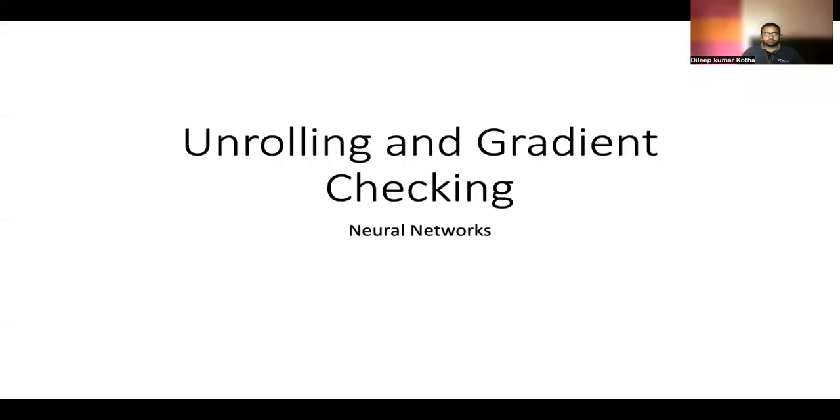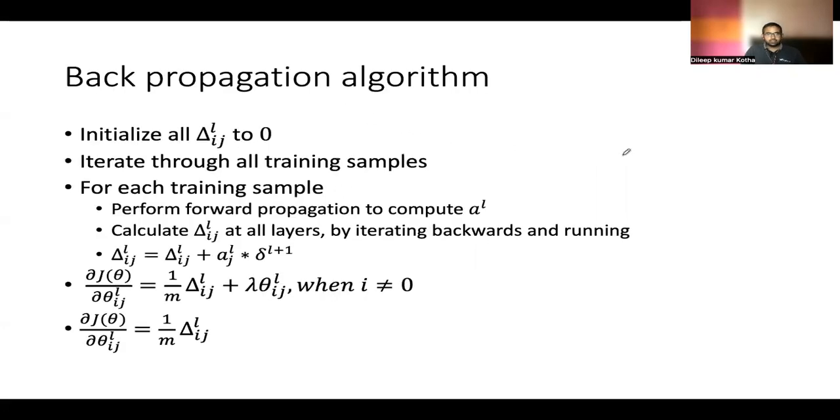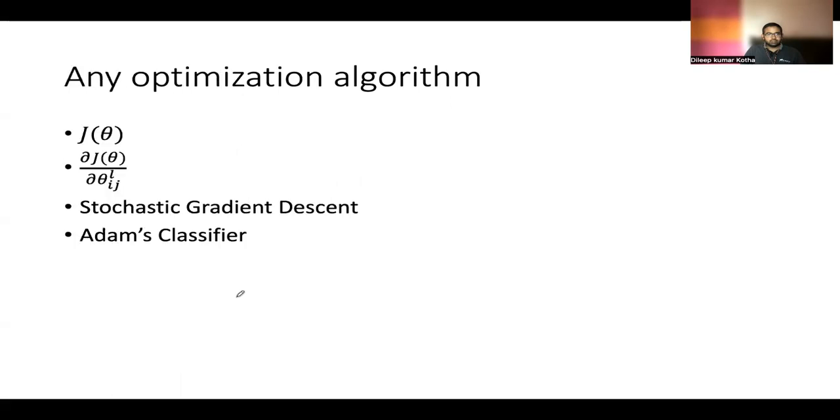Today let's talk about unrolling and gradient checking in neural networks. So in the last video, we saw the backpropagation algorithm and how we can use it to calculate the derivative of the cost function with respect to any parameter in the neural network. And once we have the calculation of the cost function and the derivative using the backpropagation algorithm, we can use any optimization algorithm, like stochastic gradient descent or Adam or any other, to get our weights or parameters.